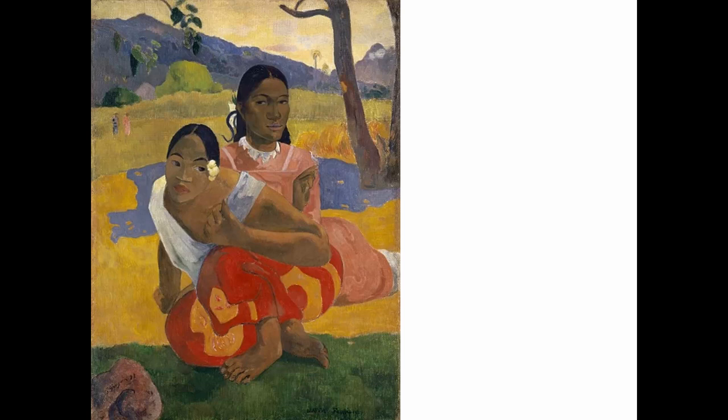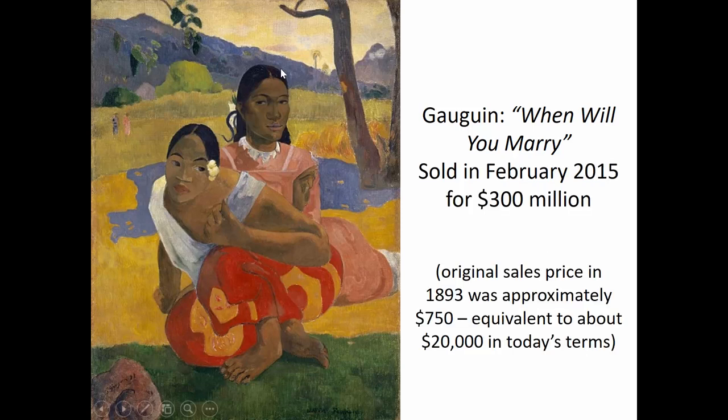But here's a piece of art. This is Gauguin. I remember that from middle school, which is the last time I took an art class. This painting is called When Will You Marry? It seems, you know, there's some palm trees. Who doesn't like palm trees? Somebody liked it well enough that they paid $300 million for that painting back in February 2015. That's a pretty high price. It set a record at the time for the most that had ever been spent for a piece of art. I think it might have been exceeded since then, but it's one of the recent really high amounts.